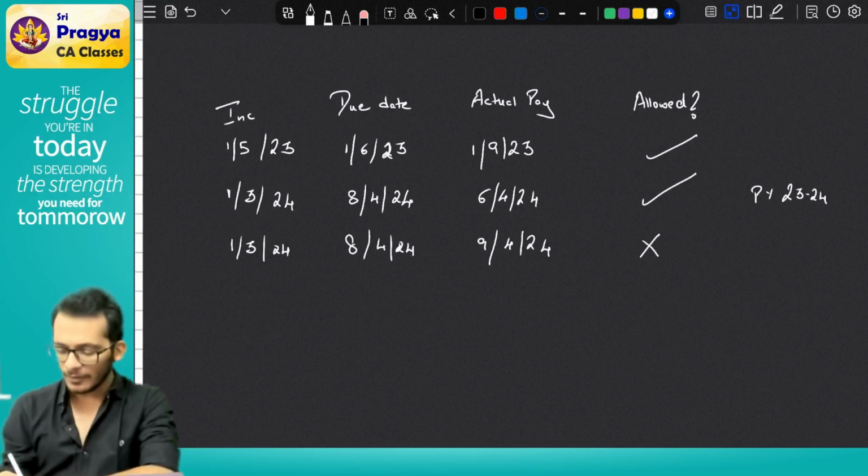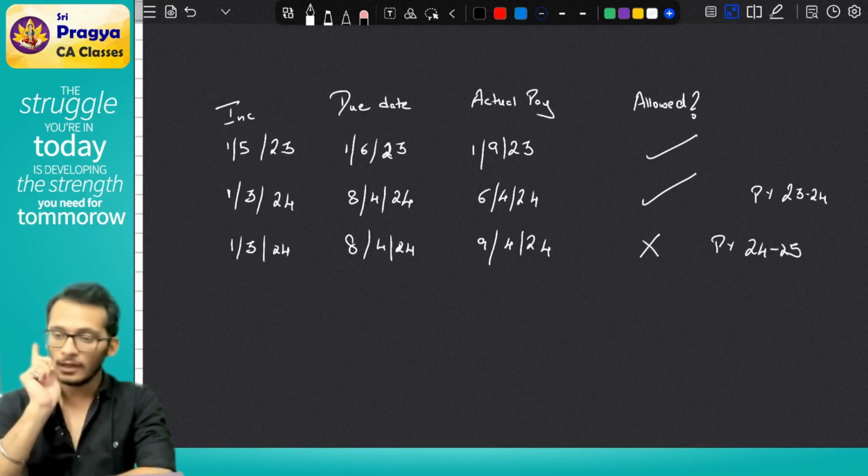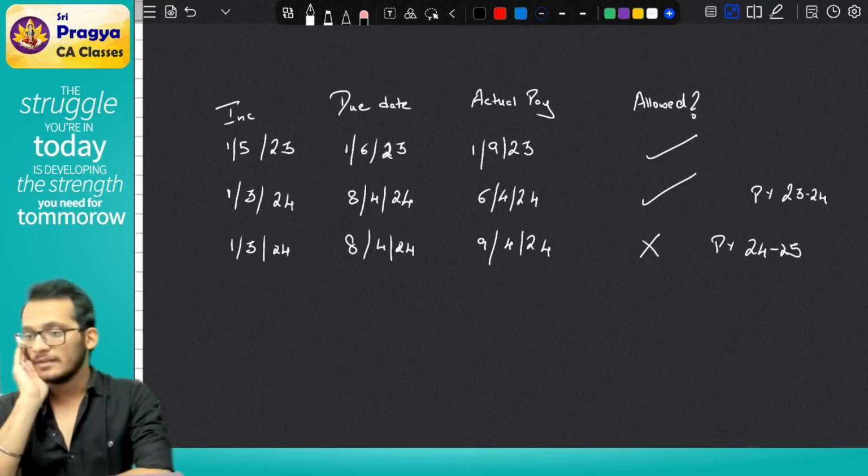So therefore, will it be allowed in previous year 23-24? No. It will be allowed in previous year 24-25. You get the logic now? Rahul, I have made the payment before the due date of return filing. Doesn't matter. There is nothing to worry.